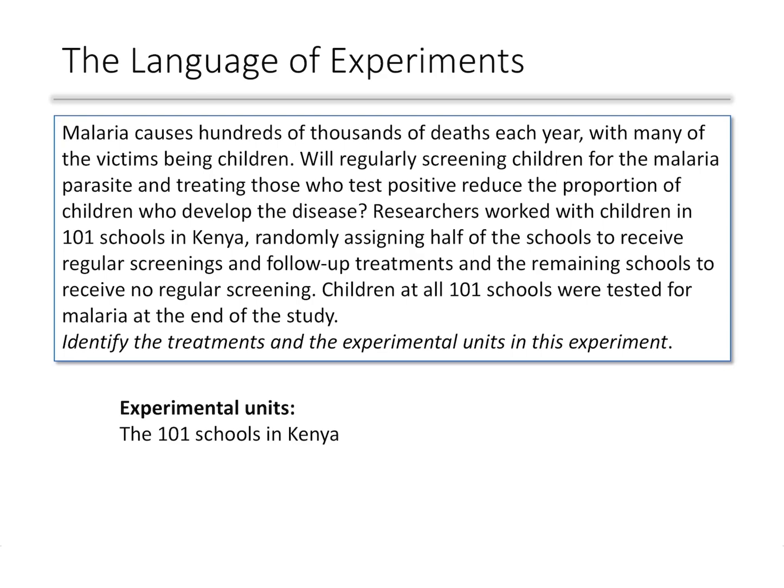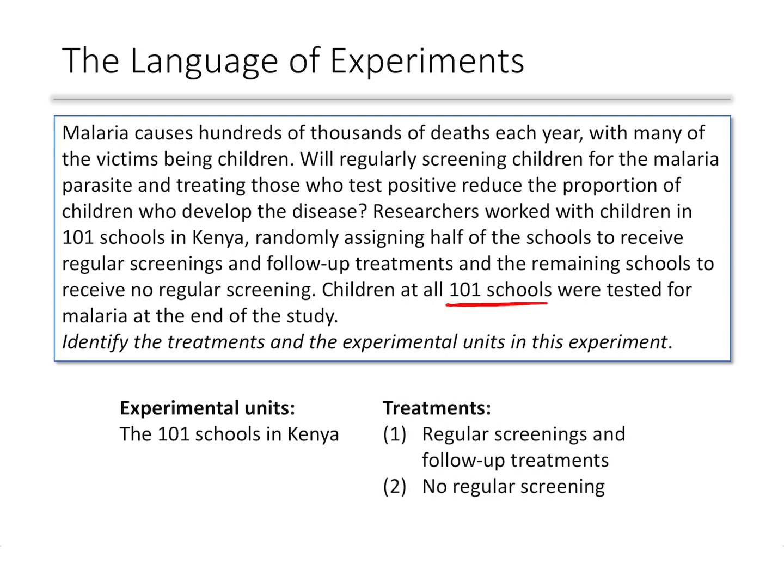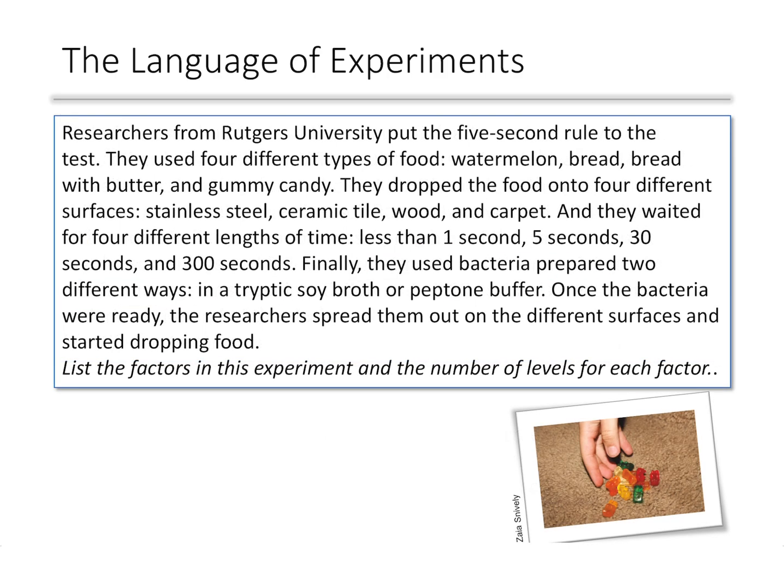So experimental units is what we're looking at. The experimental units were our schools, and the children at the schools. Okay, we're looking at what was happening. And then our treatments: we had two different treatments because half the schools were assigned one thing. This is how we know that schools are the units, because half the schools received regular screenings and follow-up treatments. So that's one. The remaining schools received no screening. So we had two different treatments that happened in there. Okay, so that would be our experimental units and our treatments.